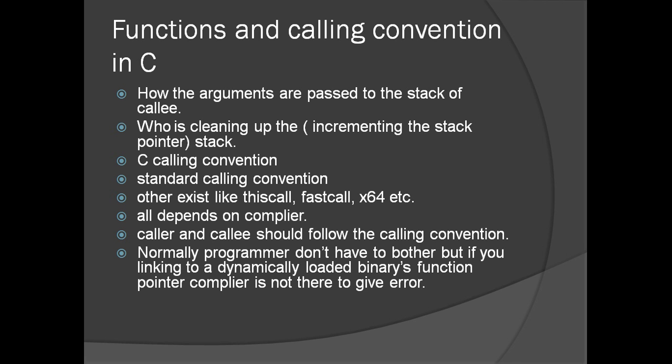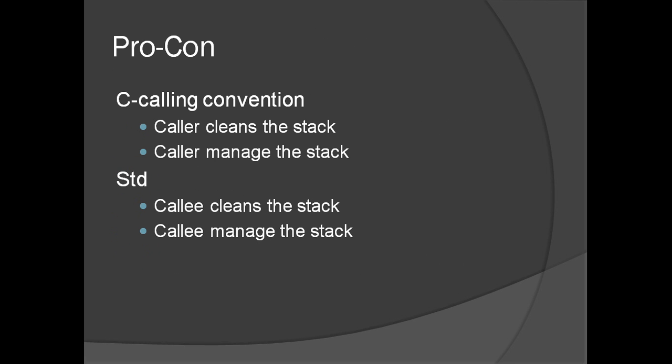In the calling convention, there are two functions: the caller and the callee, which is being called. Both should follow the calling convention. Otherwise, there will be stack corruption. Normally, programmers don't have to bother about calling convention. But if you get a function pointer from somewhere, and you're calling that function through that function pointer, you need to know the calling convention of that particular function pointer. Otherwise, you'll be corrupting the stack. So we're going to see a little more detail on the C calling convention and the STD calling convention.